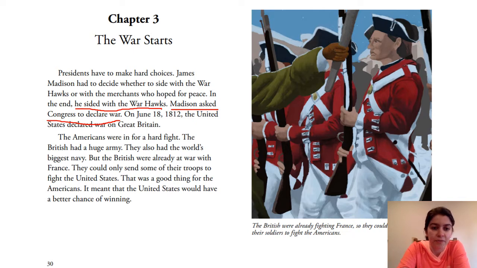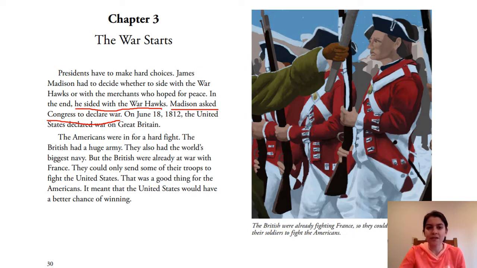The Americans were in for a hard fight. The British had a huge army. They also had the world's biggest navy. But the British were already at war with France. They could only send some of their troops to fight the United States. That was a good thing for the Americans. It meant that the United States would have a better chance of winning.